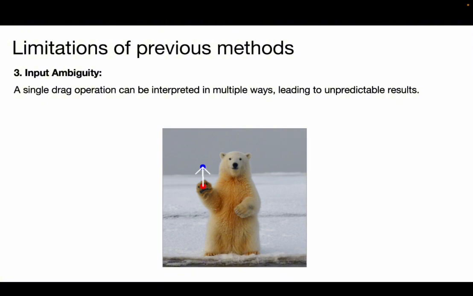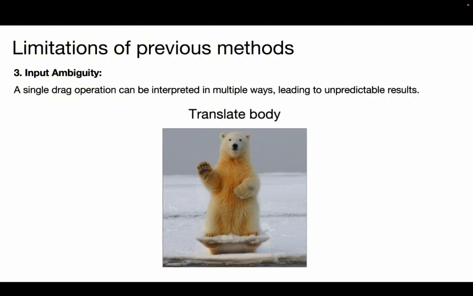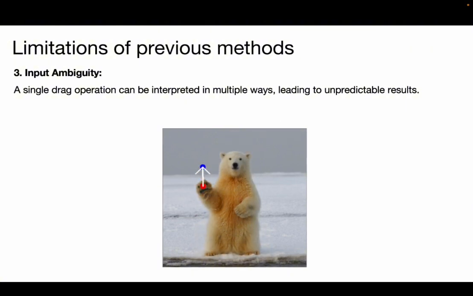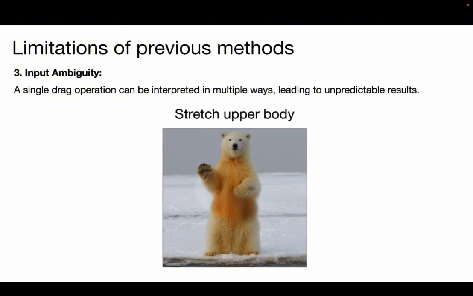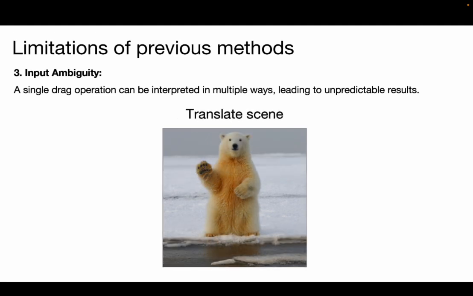For example, here we have a polar bear with a control point on its paw that we want to drag upward. This simple drag input is actually highly ambiguous. It could mean we want to translate the entire bear, bend the forearm, raise the hand, stretch the upper body, or even translate the entire scene. This demonstrates a fundamental issue with previous task settings.